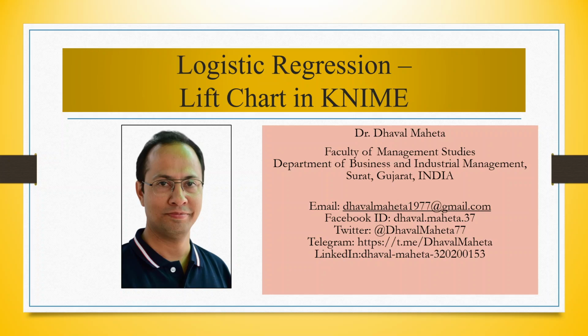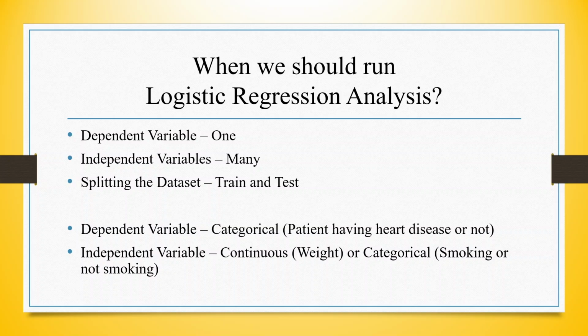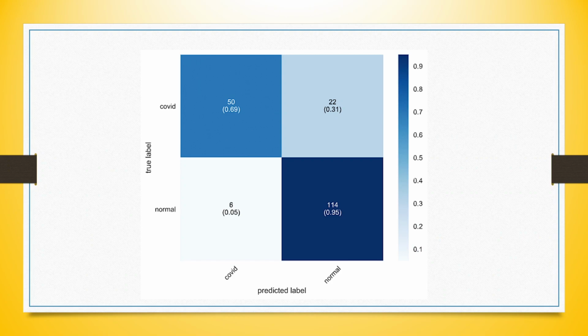This is Dr. Dhaval Maheta, and today we will understand how to run lift chart in logistic regression in KNIME. So we go for logistic regression analysis when we are having one categorical dependent variable. The example of this is a patient having the heart disease or not having the heart disease. The independent variables can be on continuous or categorical scale, but it is mandatory that your dependent variable should be in the categorical scale. After running the logistic regression analysis to evaluate its accuracy, we generate the confusion matrix.